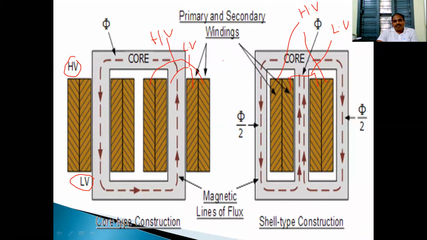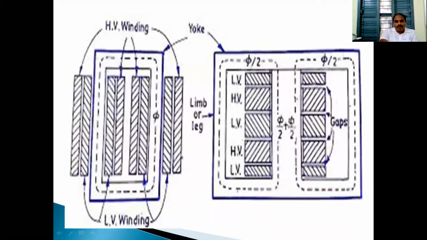In a shell type transformer, this is the low voltage winding and this is the high voltage winding. High voltage winding is always placed outside the low voltage winding: first low voltage, insulation, then high voltage. So this is the basic difference between the core type and the shell type transformer. See, this is another manner in which windings are arranged.